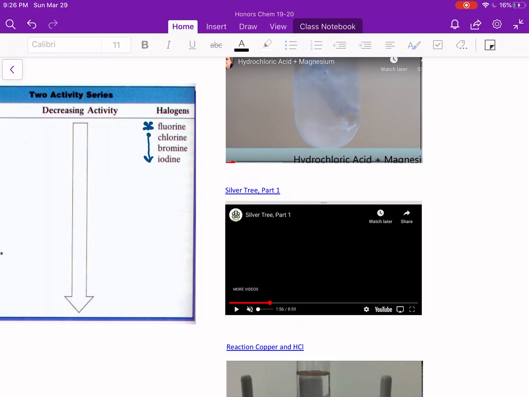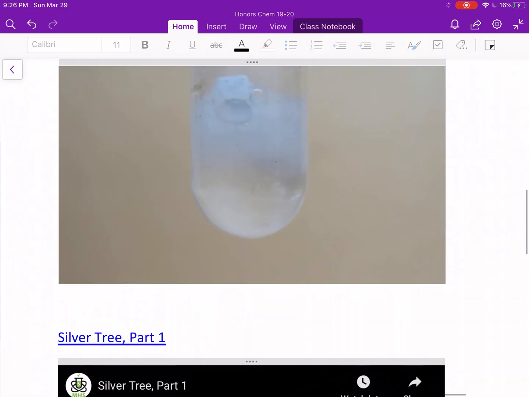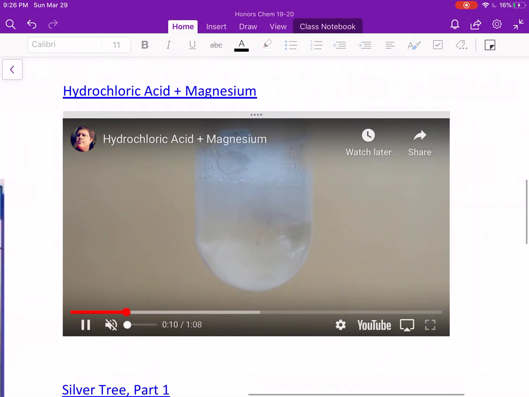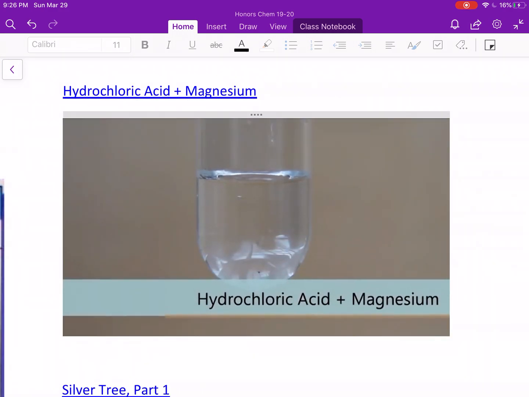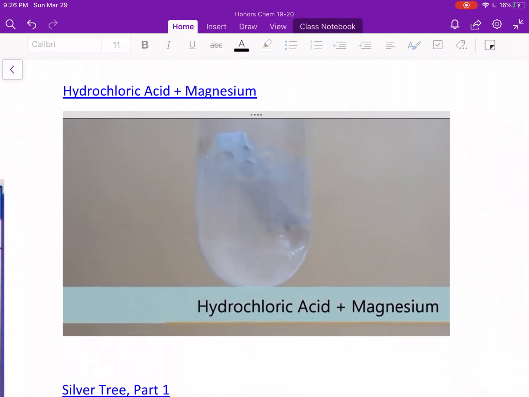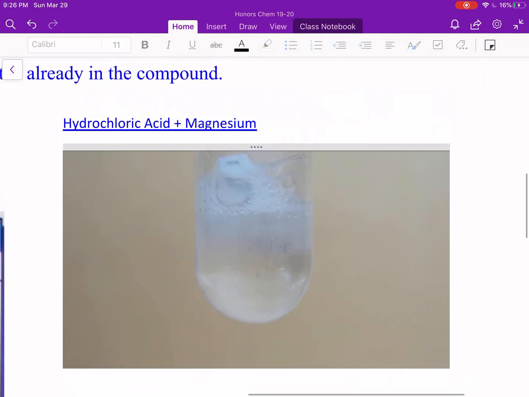Oop, sorry guys. Let's blow that up, right? So again, we have some hydrochloric acid, we throw some magnesium in there, and immediately we start to see those bubbles happening. So we have this lovely single replacement reaction.